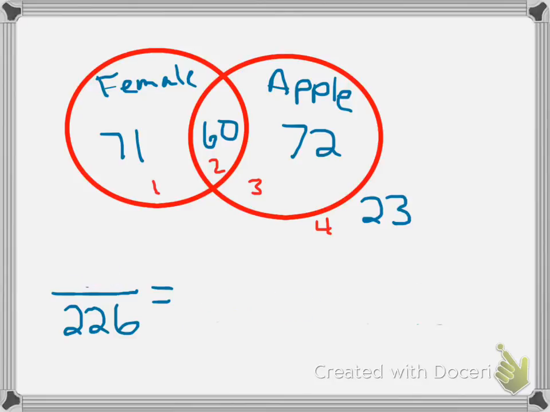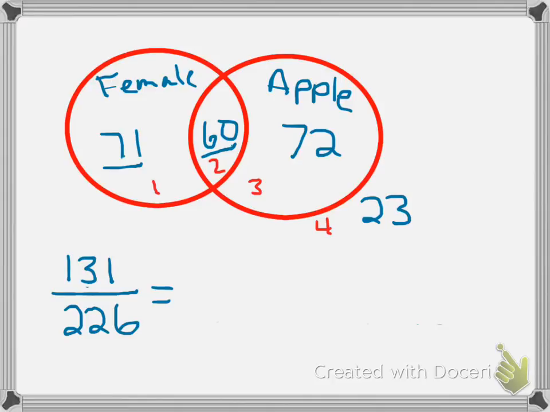Right, the next question is, what is the probability that a randomly selected survey participant was female? So again, our total is 226. That is not changing, but the numerator will change. If you look at the female circle, you'll notice that there are numbers 71 and 60. So what we want to do is add those two together. That tells us that there are 131 females in the survey.